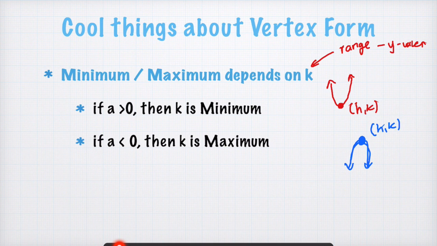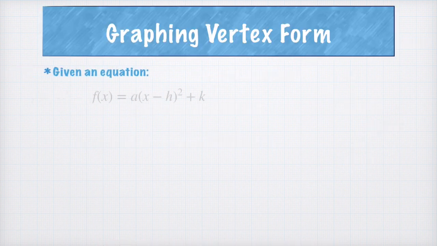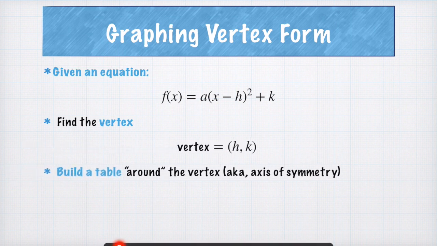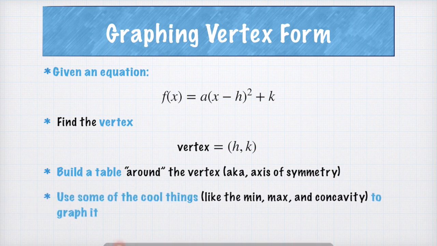And we can use all of this to help us graph it. So we're given an equation. What we're going to want to do is find the vertex with the h comma k. We're going to want to build a table around the vertex, because remember, our vertex is on the axis of symmetry. That means that we can cheat. We can copy and paste. If we find a point on one side, then we know that on the other side, that's the same exact distance away from the vertex. It'll be the same exact number for y. And we can use things like the concavity and the min and the max to graph it and to make sure that we're actually doing it right.